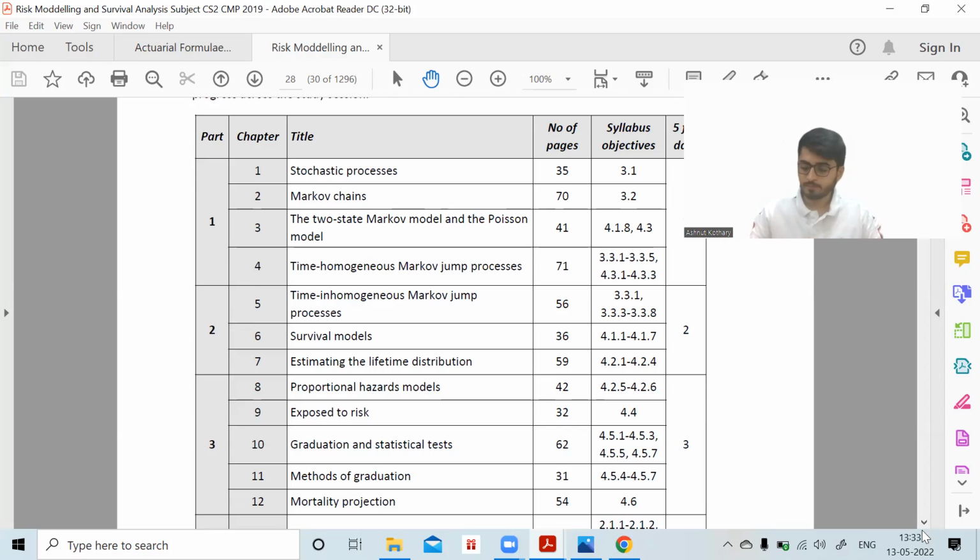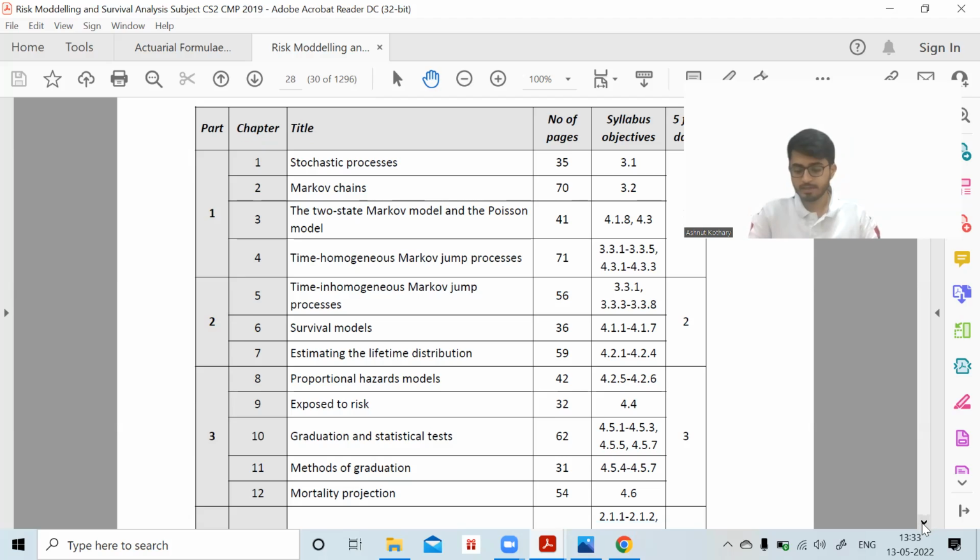Then we have mortality projection. I will come to it in more detail slightly later, covering which topics were part of CT6, CT4, or which were totally new topics under the 2019 curriculum.